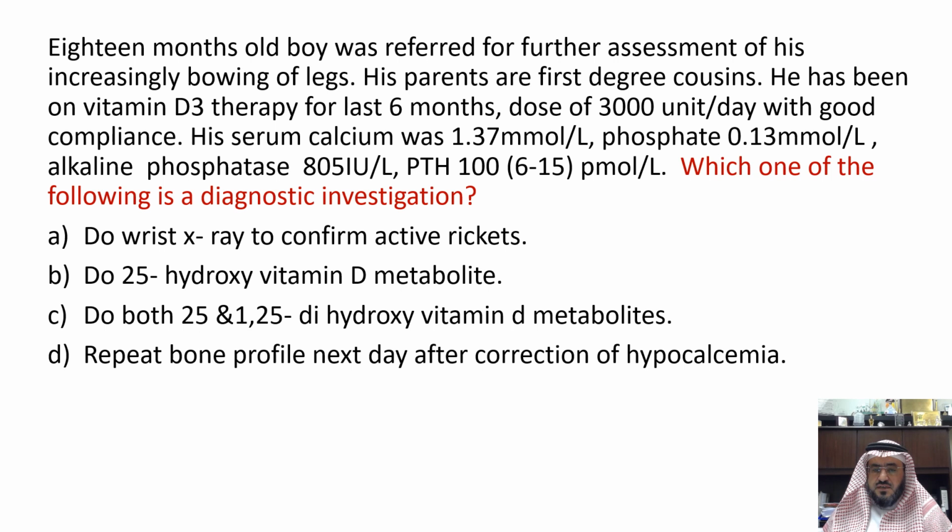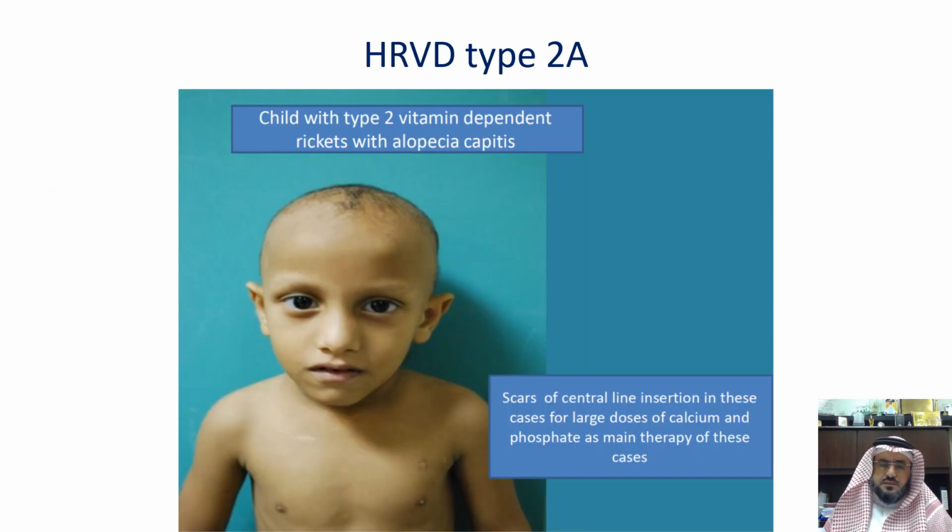D. Repeat bone profile next day after correction of hypocalcemia. This is a totally unacceptable answer. And this is what children with vitamin D resistant rickets look like. And if you could notice in this slide, there are two findings that will tell you about the diagnosis. What are the two important findings you could see that could tell you this child is having vitamin D resistant rickets?